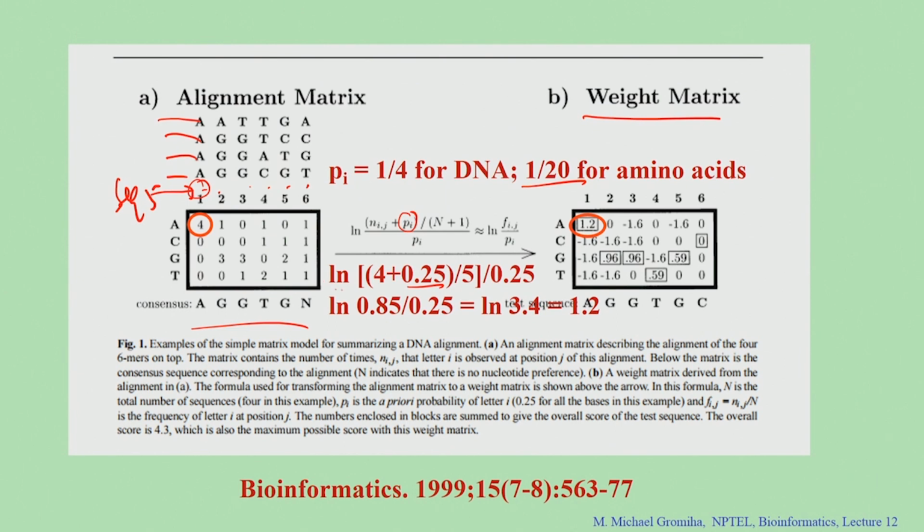In this case you can get the values: this is equal to the logarithm, ln of (4 plus 0.25) divided by 5, normalized with pi, that is 0.25. You do the calculations: this is 0.85 divided by 0.25, which is the logarithm of 3.34, equal to 1.2. So this is the number. For example, if you take this 0, what could be the value in the weight matrix? This is 0 plus 0.25, divided by 5, then the whole thing normalized with 0.25. Finally, you get the value of minus 1.6.